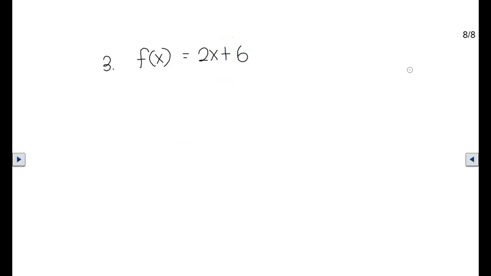All right, so next function rule. f of x is equal to 2x plus 6. So in this function's rule, we do 2 times whatever x is, and then we add 6. All right, so let's find the inverse. To find the inverse, the first step is to take the f of x and replace it with y. So this is going to be y equals 2x plus 6.